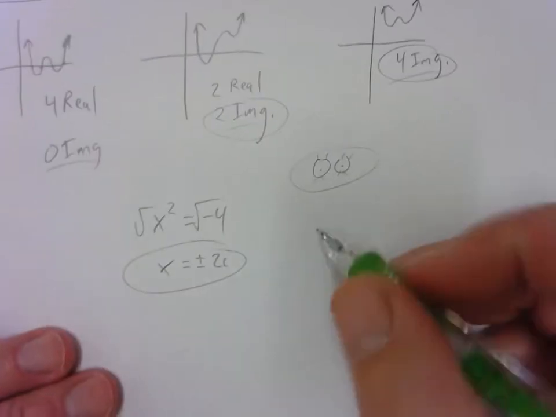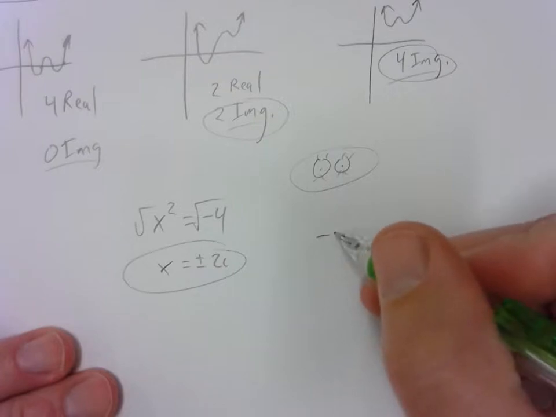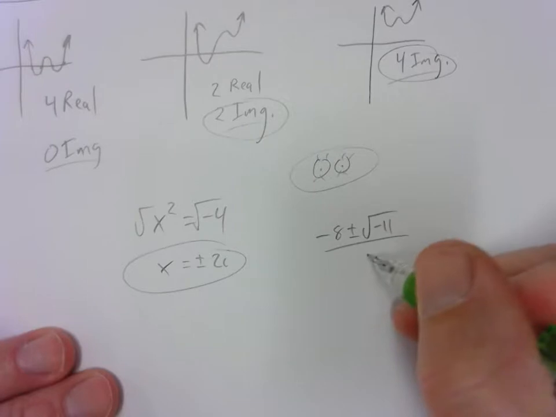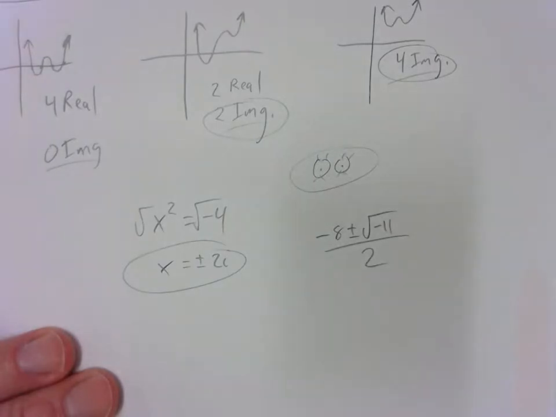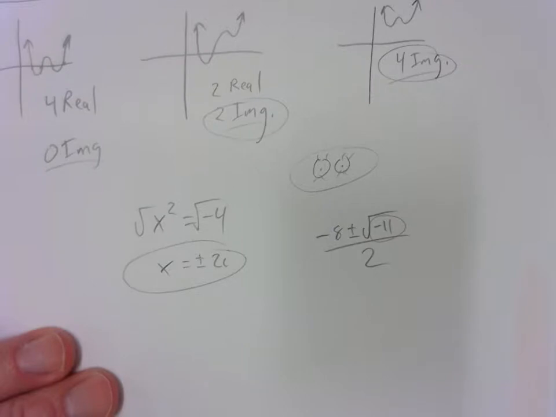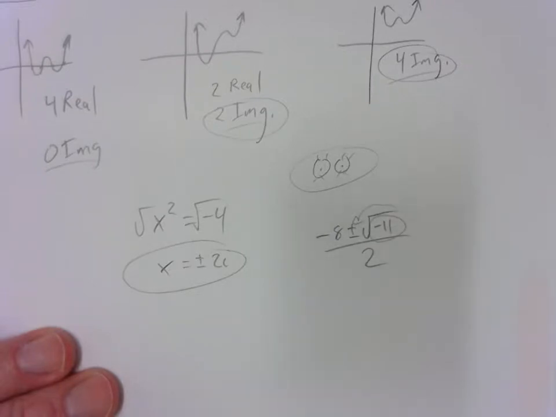The other way you can get imaginary solutions, if you're solving a quadratic and you have something like -8 plus or minus the square root of -11 over 2. Something like this. There's -11 there. Well, there's a plus and minus in front there, so it's going to be plus or minus with an i, so that you get 2 imaginary solutions there. So the imaginary solutions always travel in pairs.